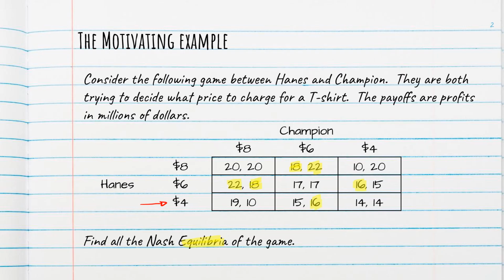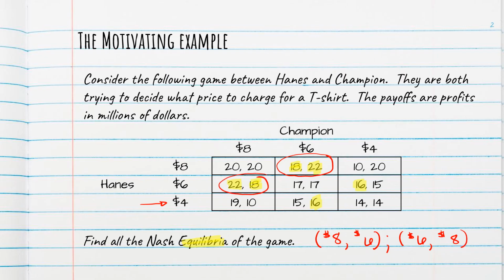So this game has two Nash equilibria. The first is Haynes sets a price of 8 and Champion responds by setting a price of 6. It's this one right here. And the second Nash equilibrium is Haynes sets a price of 6 and Champion responds by setting a price of 8. That's this one right here.